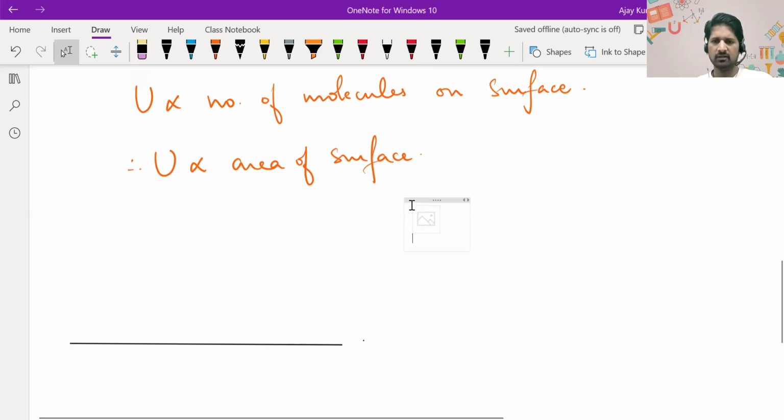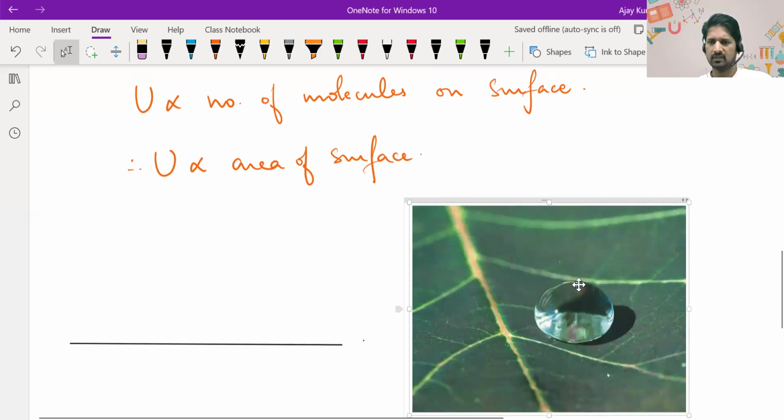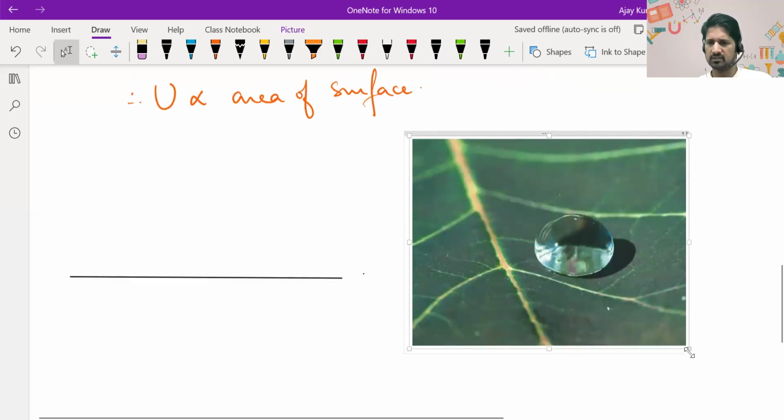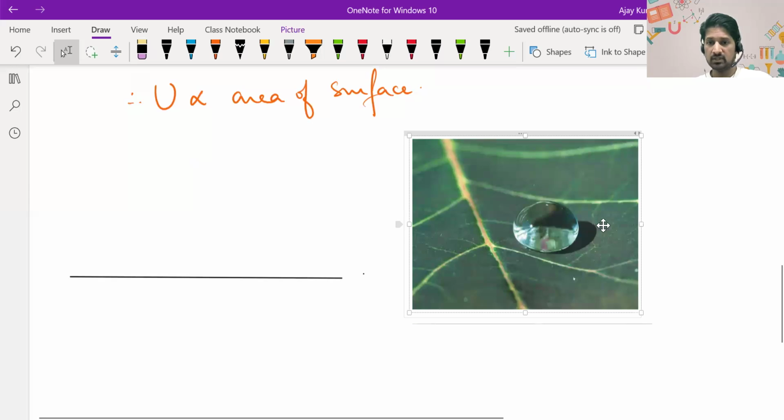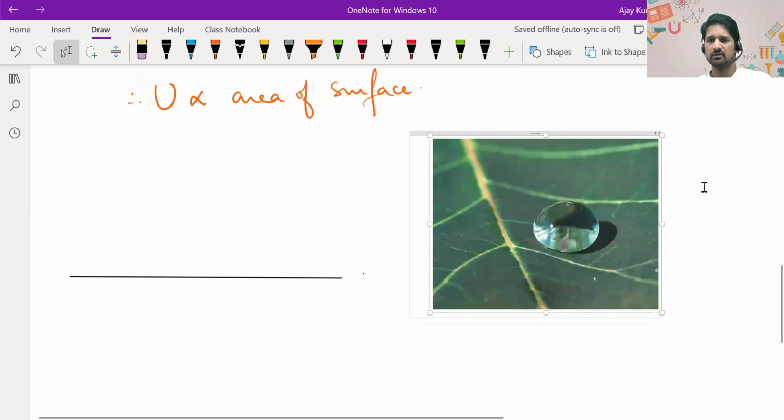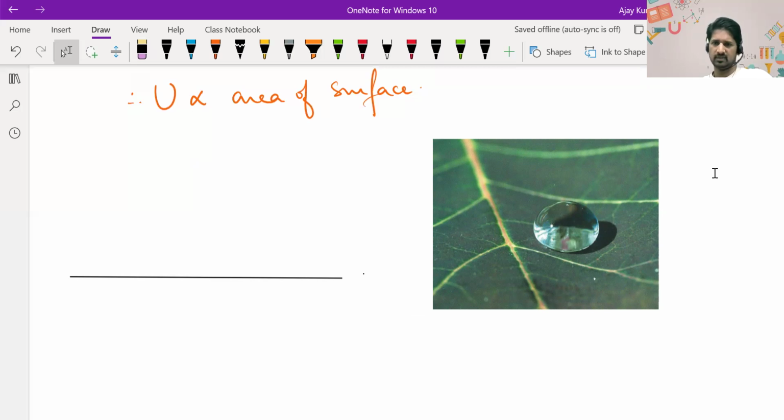Now, you all may have observed dewdrops, right? This is a very good picture actually. It looks like the drop is almost not even in contact with the leaf. There are only a few points of contact. It's trying to become a sphere. It's not a perfect sphere because gravity will be acting in the downward direction. Some deformation will occur, but it wants to become a sphere. It's always like that. Liquid wants to stay in a spherical shape, but due to gravity and some other factors, it gets deformed.